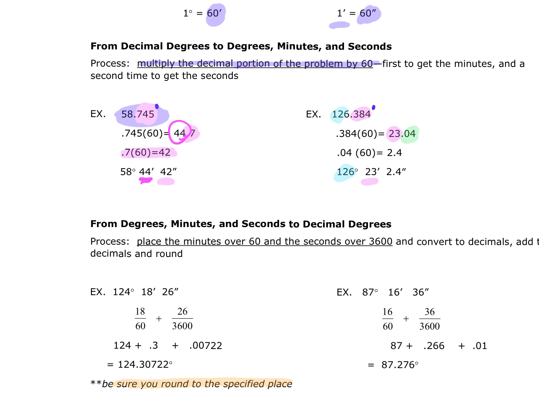Guys, I need you to notice something. The seconds might have a decimal in it, okay? The minutes should not have a decimal, but the seconds might have a decimal, so just be conscious of that. Okay, we're going to practice this process here in just a minute. But that's the process. You just take that decimal portion, multiply by 60, take this next decimal portion, multiply by 60 again. That's decimal degrees to degrees, minutes, seconds.